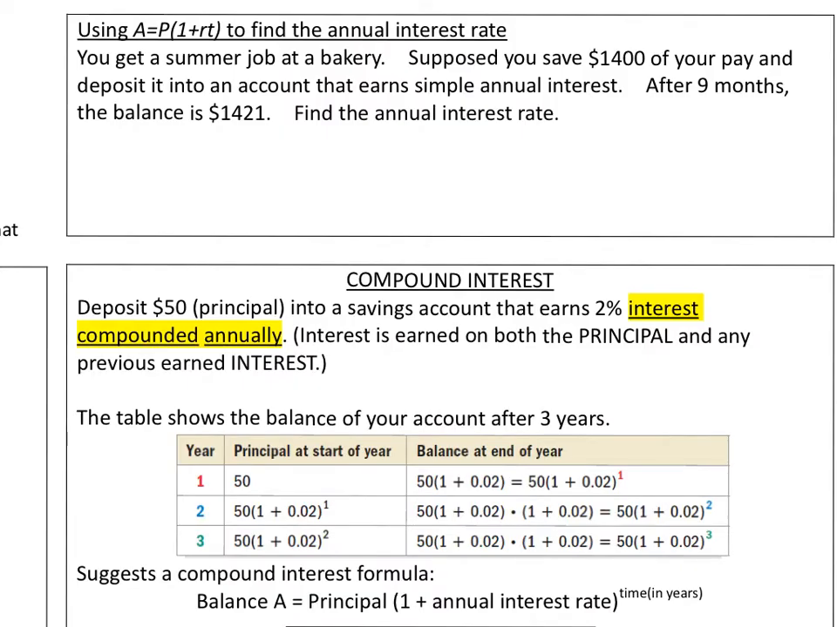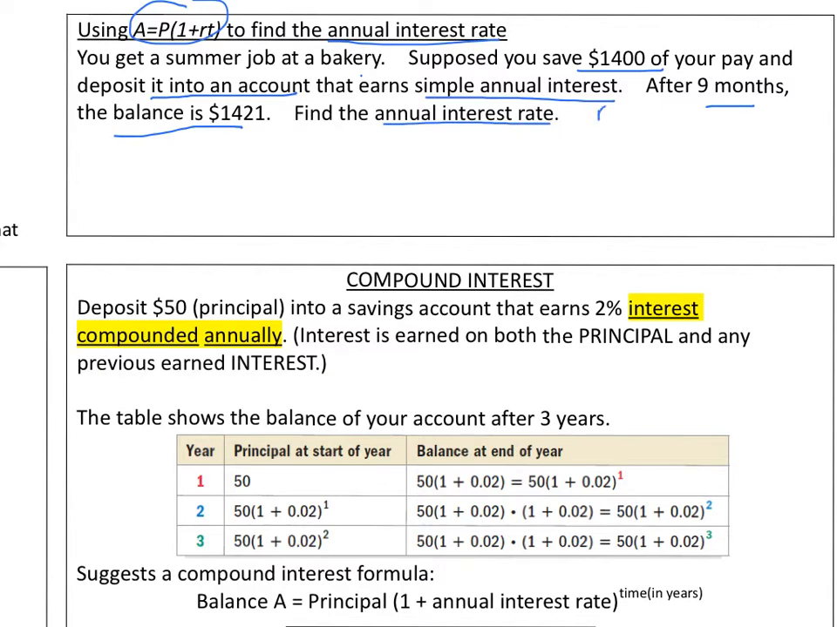Okay, let's do a practice problem involving the balance formula, A equals P times (1 plus RT). Here we need to find the annual interest rate. You get a summer job at a bakery. Suppose you save $1,400 of your pay and deposit it into an account that earns simple annual interest. After 9 months, the new balance is $1,421. Find the annual interest rate.